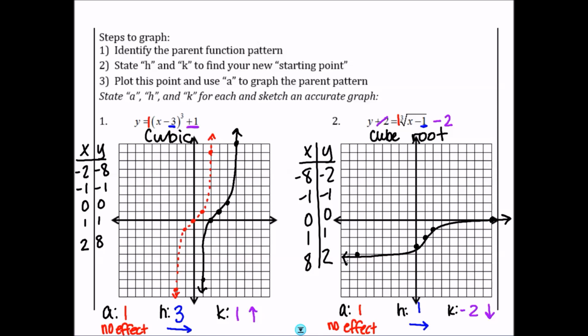Now, for this unit, you are not allowed to use calculators, but in the future, you could check your graph by typing it into y equals on the graphing calculator. And even now, you can use that to check your answers, but you will not be allowed to have a calculator on the quiz or the test.